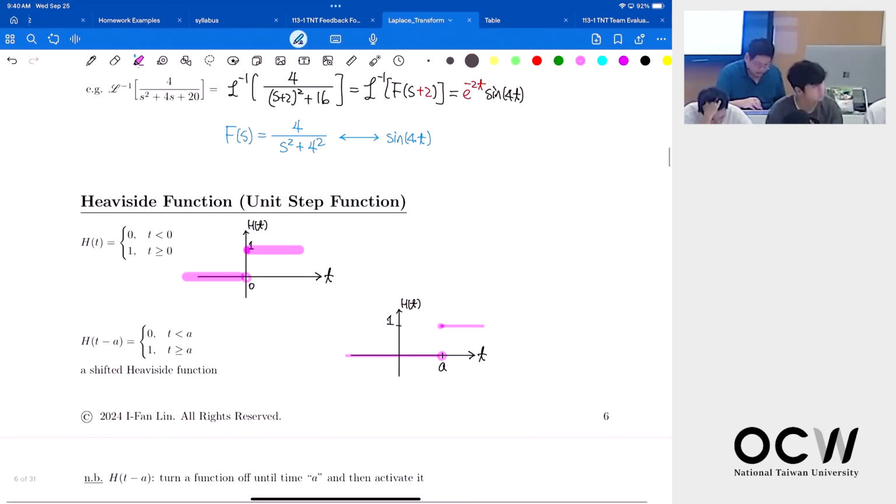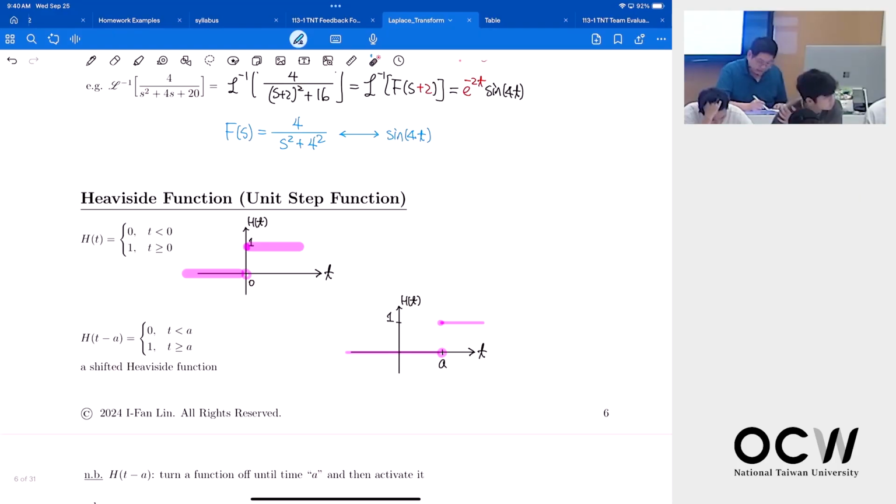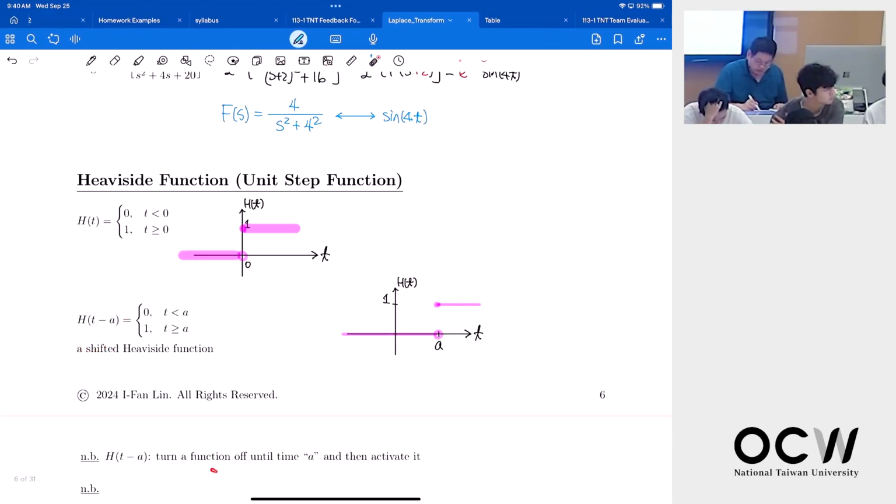Alright, so here's a note for this shift: it will turn the function off until time a, and then it will activate it. Just what I said, that we will turn on the radio or turn on the light until a units of time. Okay.